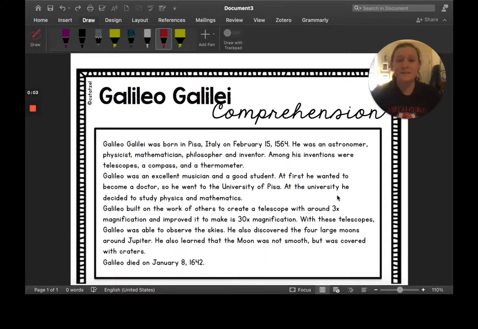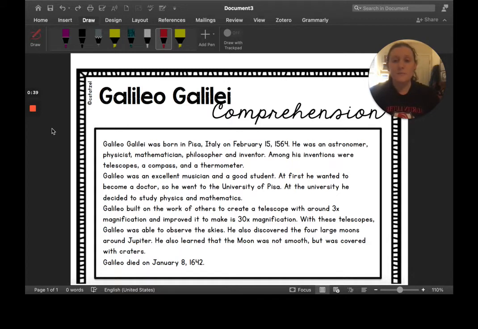Today for science, we are going to be looking again at a reading comprehension paragraph, and today we are going to be looking at the scientist Galileo Galilei. And so again, today we're going to be underlining some key points from our paragraph that hopefully will then help you with answering the questions on Edmodo from this assignment. So let's get into our paragraph today on the scientist Galileo Galilei.